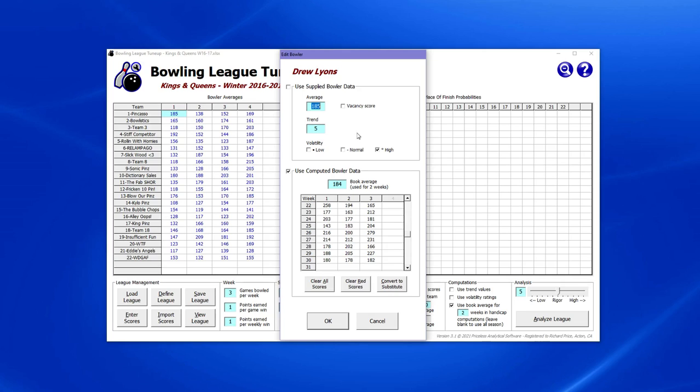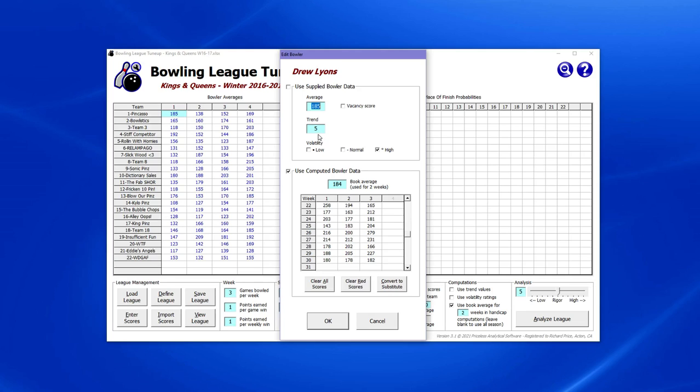Now, we haven't discussed the concepts of trend or volatility in great detail, nor will we here, but I want to emphasize trend. It's a measurement of a bowler's performance in relation to his or her established skill level. It's a very important metric for determining outcomes in a handicap league, and Bowling League Tuneup is literally the only software in the world that computes this bowler metric.